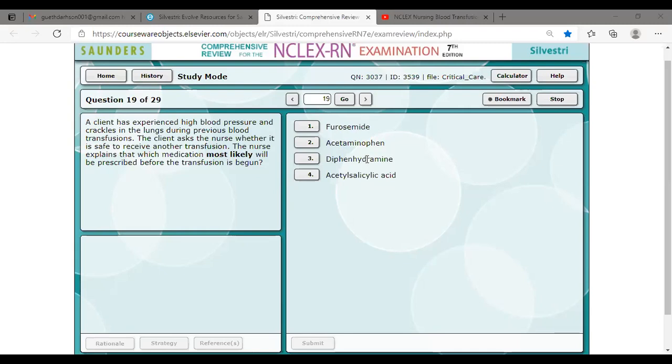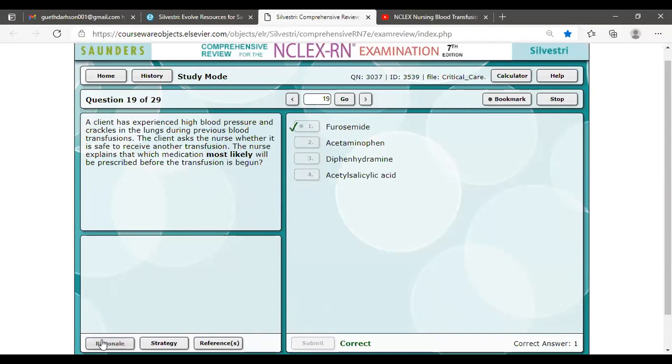Diphenhydramine we use for rash or allergic reaction, urticaria, is the antihistamine. Diuretics, furosemide, we use for high blood pressure, or we use for fluid overload. They can expel out extra fluid from the body. So definitely the best choice, the smart choice is furosemide for this question.